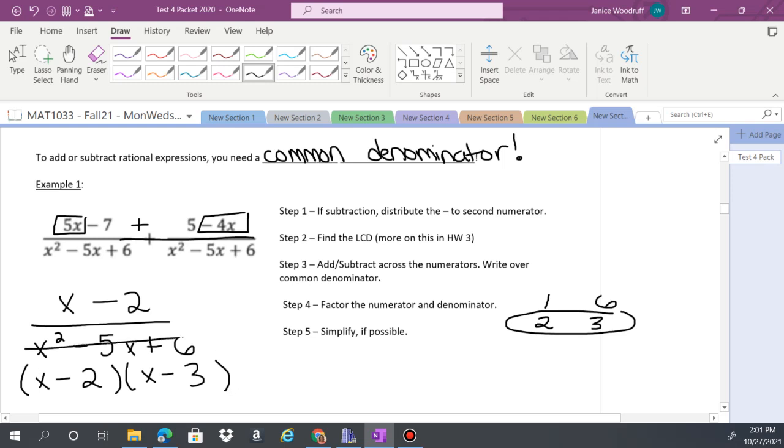So that's factored. Then I have x minus 2 over x minus 2 times x minus 3, which means I can cancel the x minus 2's out. And I'm left with just an x minus 3 in the bottom. What do I need to put in the top? I do need a 1 in the top. I can't just leave it blank.